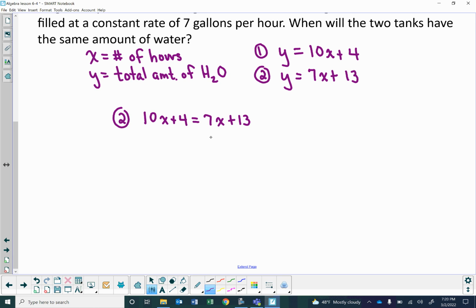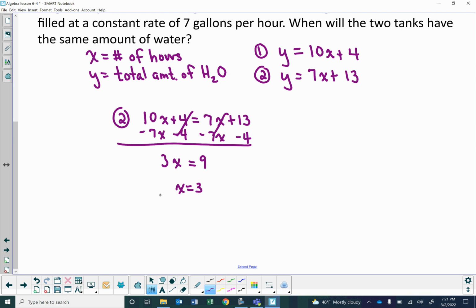So solve for x, subtract 7x, and subtract 4. Those cancel. So 10 minus 7 is 3x. 13 minus 4 is 9. So x is going to equal 3. And you go, oh, in 3 hours they'll have the same amount of water. Well, let's double check here.